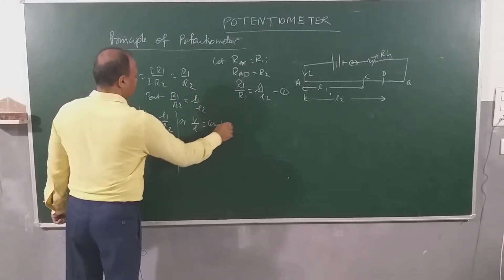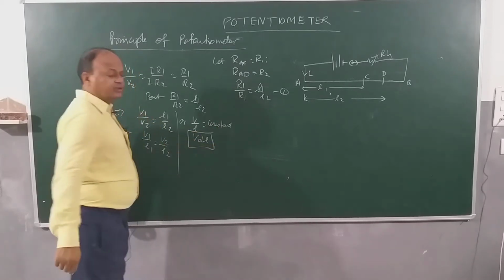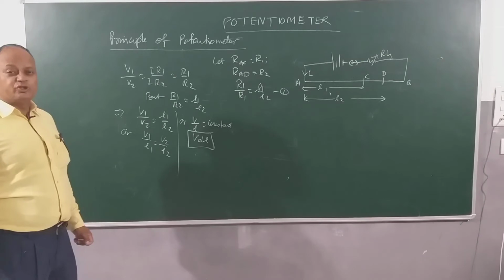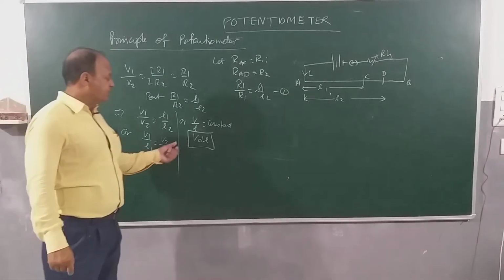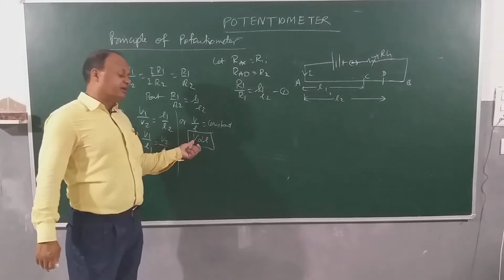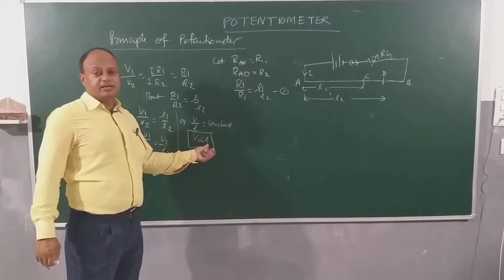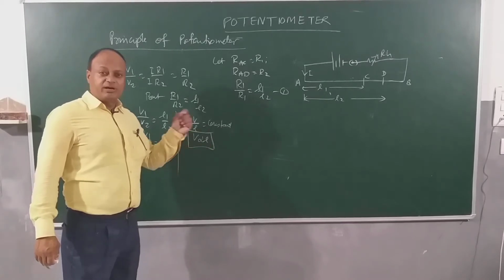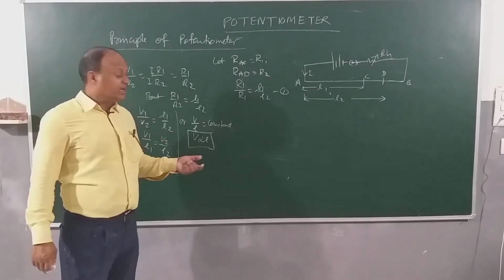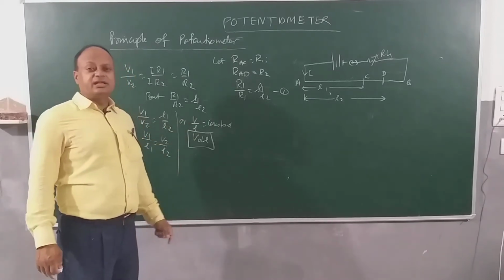If V by L is constant, then V is directly proportional to L. Actually children, this is the working principle of a potentiometer. Very simple principle: the potential difference across a given length is directly proportional to the length of the wire, provided the current is the same. And this V by L is called potential gradient.